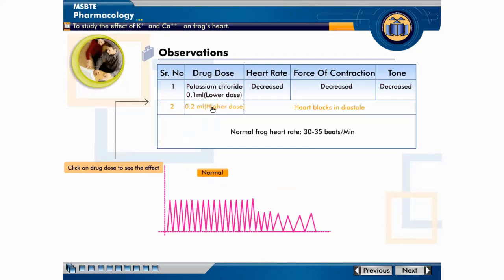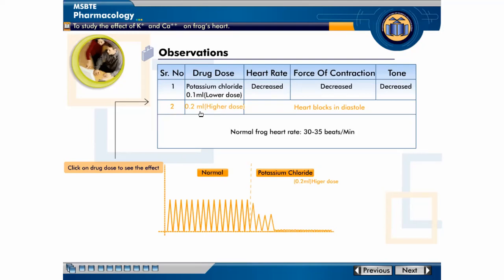And if we give a higher dose of potassium chloride, then what happens? Heart blocks in diastole. Heart's relaxation होतं, that is diastole, and after a certain time, the heart stops or blocks in the diastole. म्हणजे relaxation मध्ये heart stop होतं. This is from the graph, by observing the effect of calcium and potassium ion. Graph समजले सगळ्यांना, when we give 0.2 ml and 0.1 ml dose?